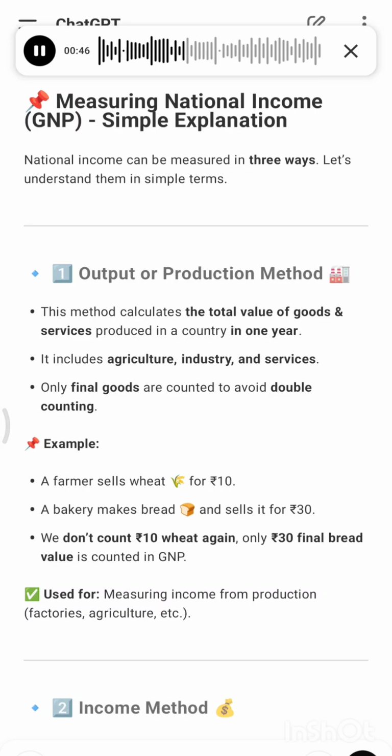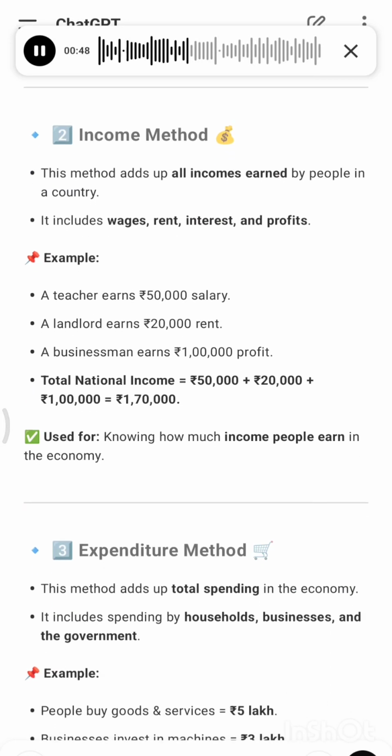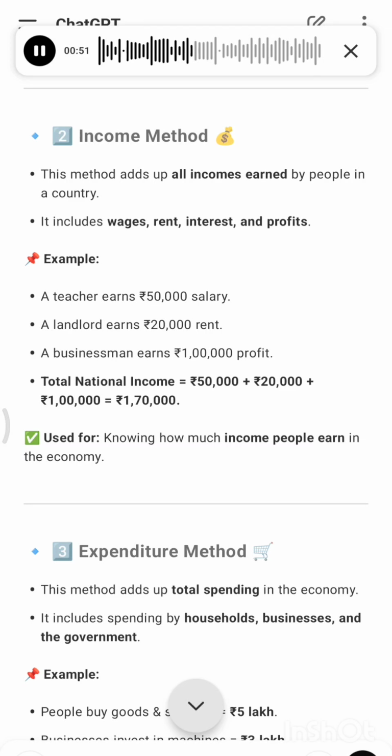2. Income method. This method adds up all incomes earned by people in a country. It includes wages, rent, interest, and profits. Example, a teacher earns 50,000 salary. A landlord earns 20,000 rent. A businessman earns 100,000 profit. Total national income equals 50,000 plus 20,000 plus 100,000 equals 170,000. Used for knowing how much income people earn in the economy.